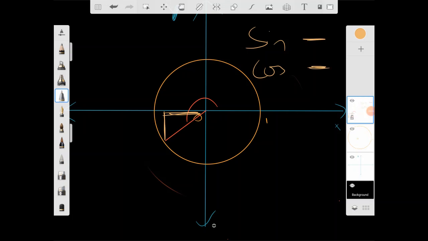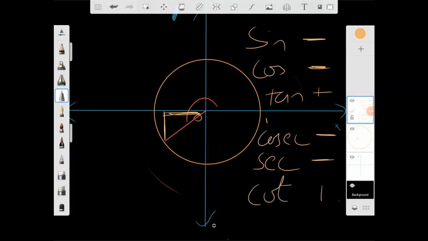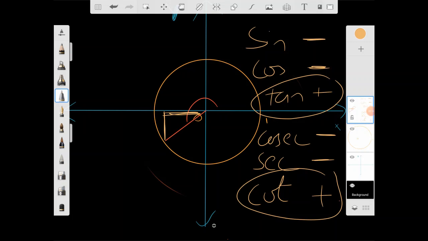Tan is sine by cos. Sine is negative, cos is negative. So negative by negative is positive. So tan is positive. What about my cosec? Cosec is 1 by sine, 1 by negative. Negative. What about my sec? 1 by cos. Negative. And what about my cot? Cot is 1 by tan. That's positive. So we see that in the third quadrant, only tan and cot are positive. Except for tan and cot, every other trigonometric ratio is negative.